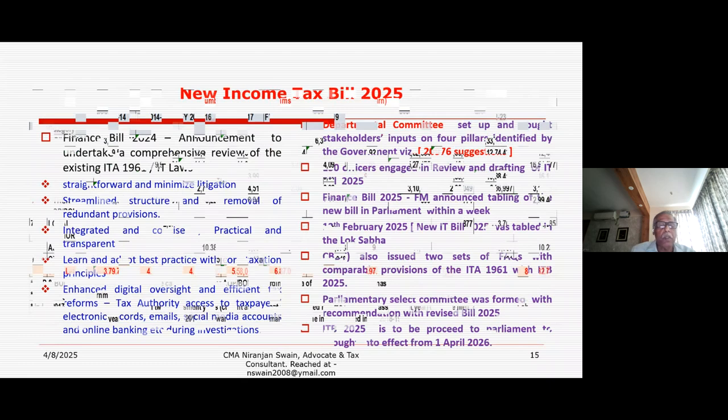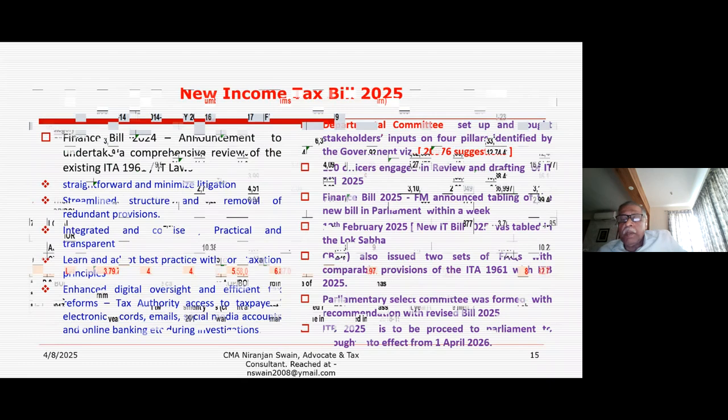So now what happens? The bill was introduced. Particularly before the introduction, they set up a departmental committee to review the Income Tax Act and bring suggestions, and at the start of the departmental committee's work, 20,976 suggestions were received. Initially 100 officers were engaged, particularly for review and drafting of the new IT bill. Subsequently, because of the time, the government thought to increase it, and 150 officers were engaged.